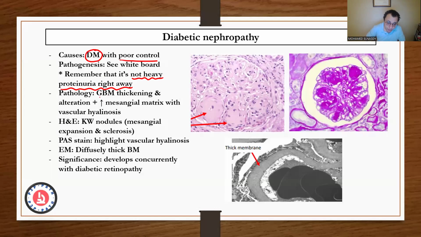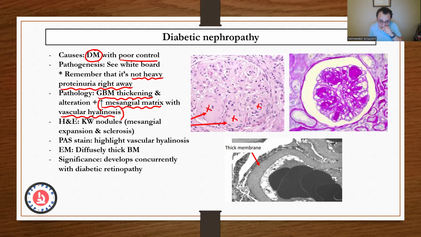The pathology here, we will have some kind of vascular thickening. The vascular thickening means mesangial thickening, because most of the blood vessels exist in the mesangium. So you will have increase in mesangial matrix with vascular hyalinosis. This is the key pathology that we'll see. The increase in mesangial matrix with vascular hyalinosis will present as nodules in the glomerulus. Nodular glomerulus. I always say nodular glomerulus. Diabetic nephropathy means nodular glomerulus.